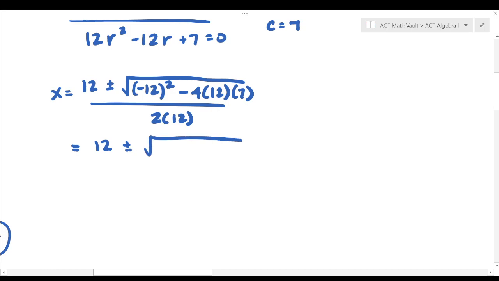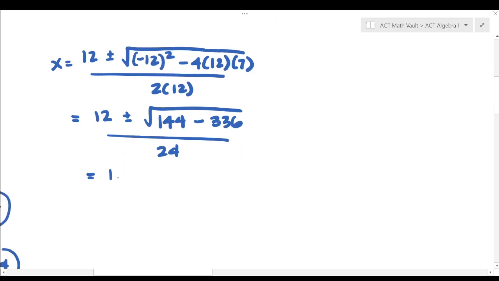Now, negative 12 squared, you might think is negative 144, but because it's in parentheses, that would be a positive 144. And then it's going to be minus a positive number. 4 times 12 times 7 is 336. And of course, you have a calculator for the ACT here. And this would be all over 24 equals 12 plus or minus square root. And oh boy, it's going to be negative. So I'm getting negative 192 right there, and then all over 24.